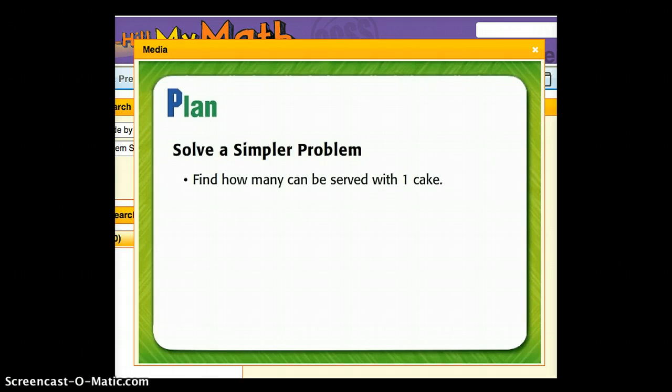Now make a plan to solve our problem. Let's solve a simpler problem. First, find how many people can be served with 1 cake. Then find how many people can be served with 25 cakes. Now let's solve. We know that 20 cakes will feed 240 people. 240 divided by 20 is 12. Each cake serves 12 people.